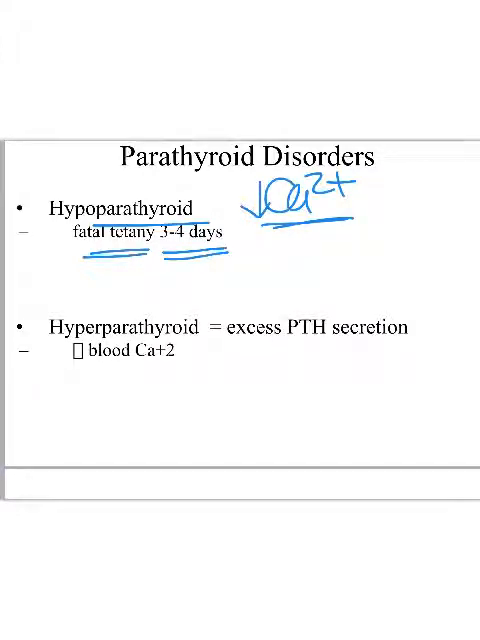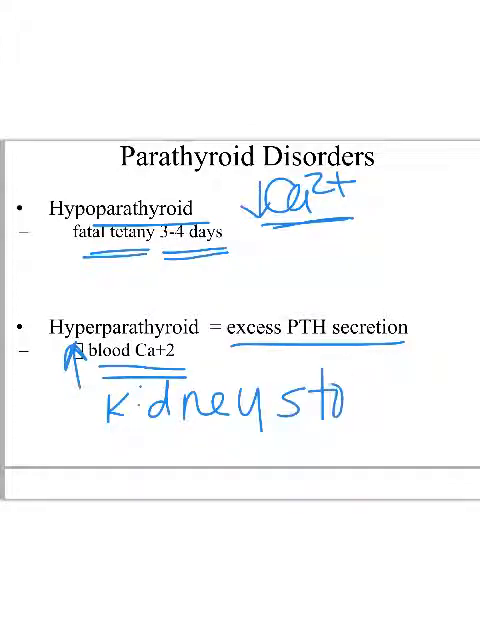Okay, now hyperparathyroidism causes excess parathyroid hormone secretion. Okay, so we end up with too much calcium in our blood. Okay, so sometimes we lose it from our bone. Okay, and this can cause kidney stones. It can cause a lot of different problems.